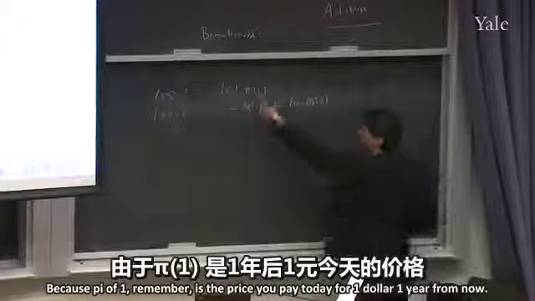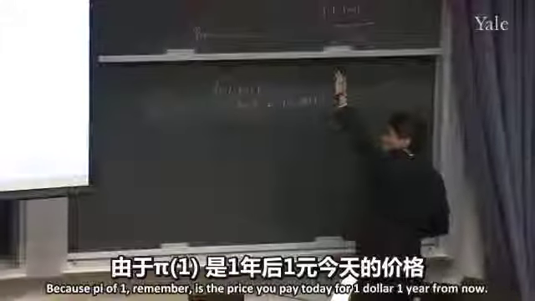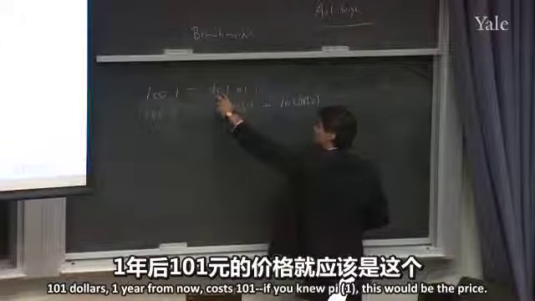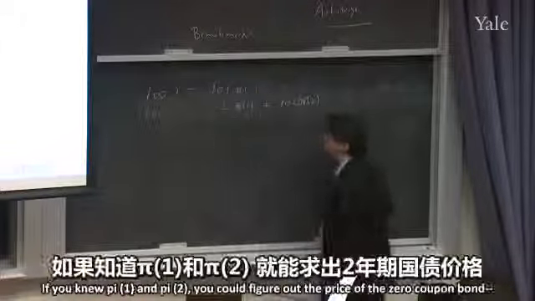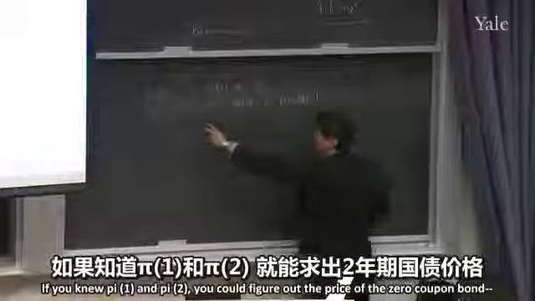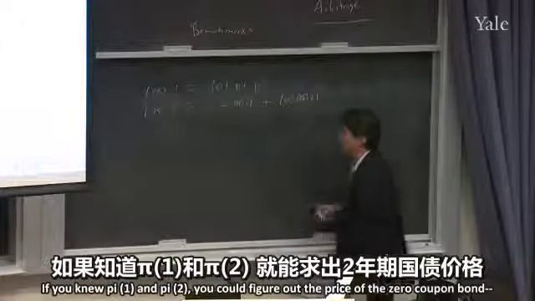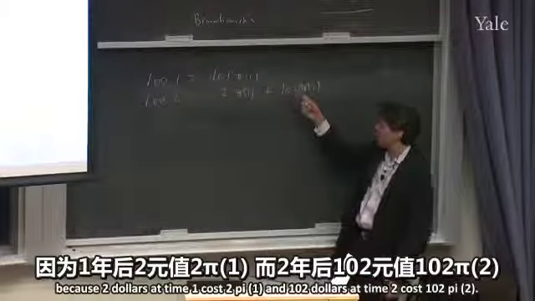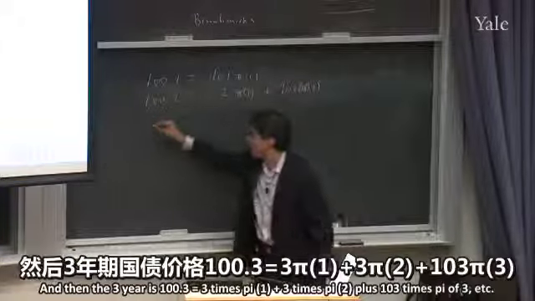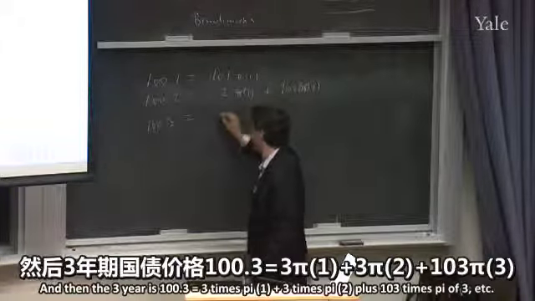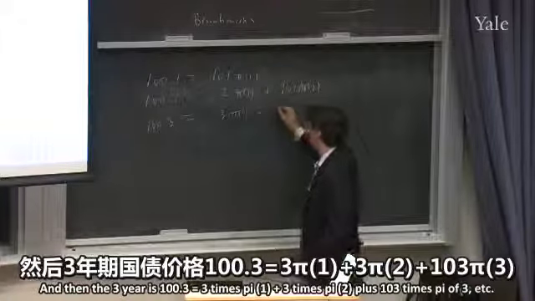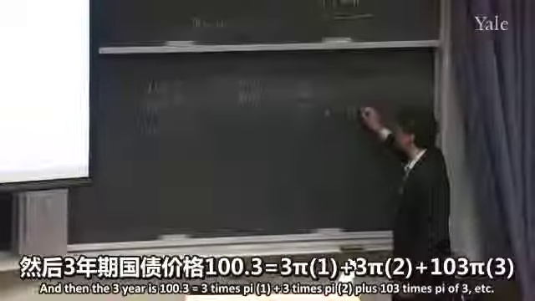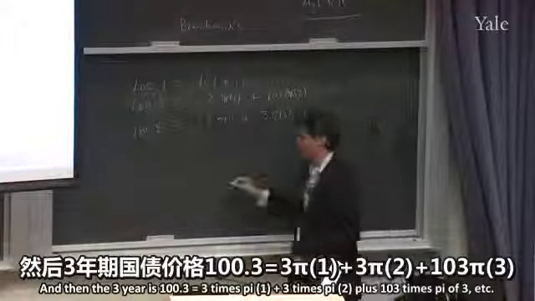Right? Because pi of 1, remember, is the price you pay today for $1 1 year from now. $101 1 year from now costs 101 pi 1. If you knew pi 1 and pi 2, you could figure out the price of the 2-year Treasury bond, because $2 at time 1 costs 2 pi 1, and $102 at time 2 costs 102 pi 2. And then the 3-year is 100.3 equals 3 times pi 1 plus 3 times pi 2 plus 103 times pi of 3. And so on, and then we can go down to the last.